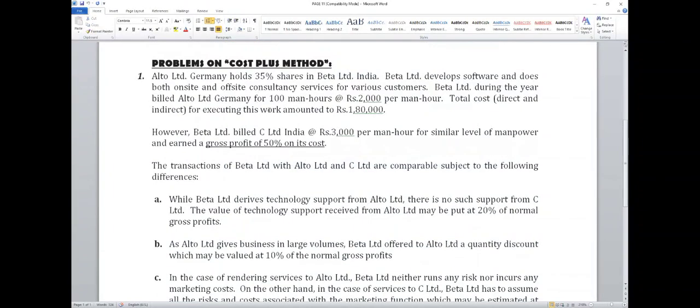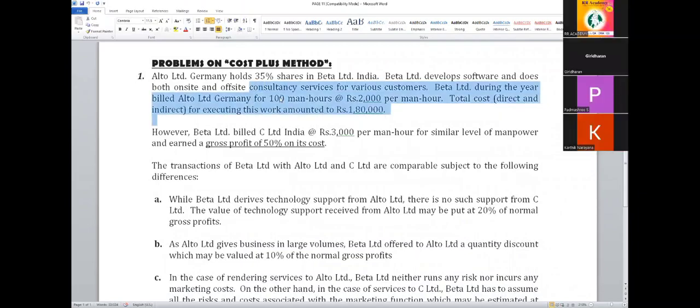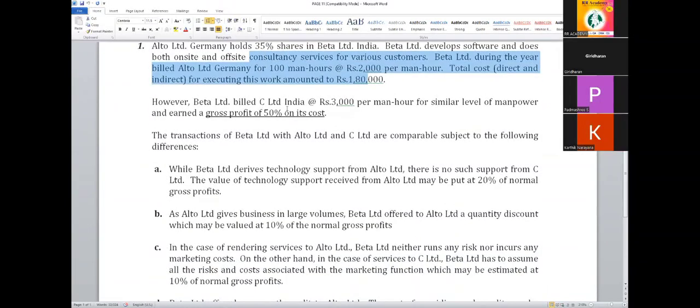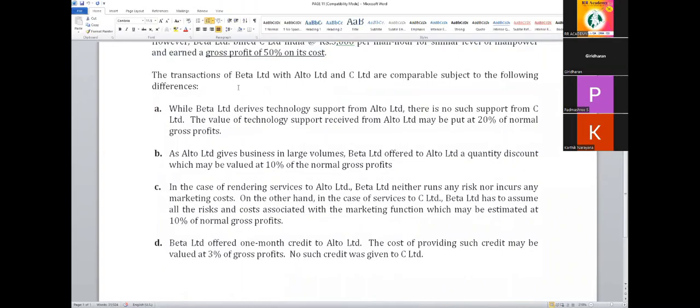Beta Limited இவன் சொல்றான் ஏன் தெரியுமா? Our profit margin is very less. Reason சொல்லு. Why 10% on sales? Why not 50% on cost? ஏன் அவ்வளவு கம்மியா மார்ஜின் வைக்கிறீங்க? ஒரே ரீசன். Beta Limited derives technology support from Alto Limited.